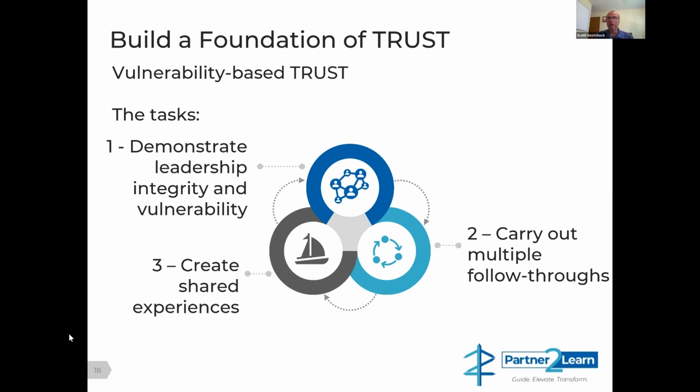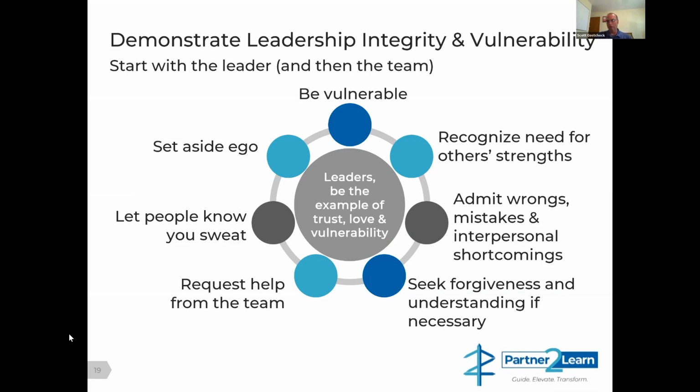And then you carry out multiple follow-throughs. So you finish the things you say you're going to finish. That creates trust. And then create shared experiences. How can we better work together by getting to know each other? StrengthsFinder is a great shared experience. Reading a book together, taking a retreat, working on a strategic plan together, whatever shared experience it might be. And again, these are the three things that we want to be working on. So let's take a look a bit more in depth at those three things.